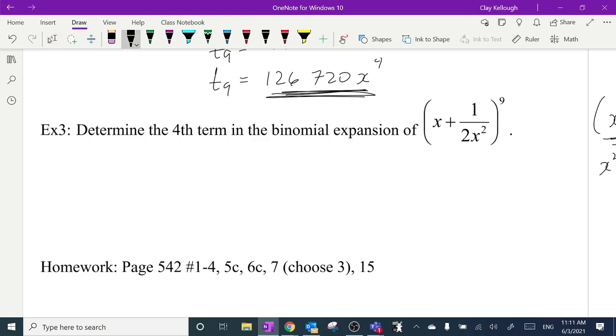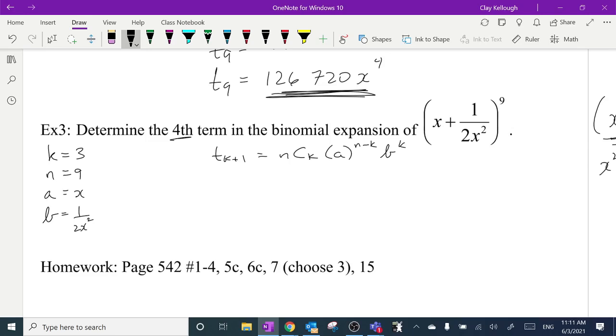So the formula is, of course, let me write the formula again. T to the k plus 1 is equal to n choose k times a to the n minus k, b to the k. So I just need to know what all those things are. Okay, ninth term, right? Ninth term means that, oh no, sorry, I'm looking for the fourth term. Fourth term means that k is 3. Always one less, right? Because it's k plus 1 in the formula. N is 9. A is x. First term is just x. Second term is 1 over 2x squared.